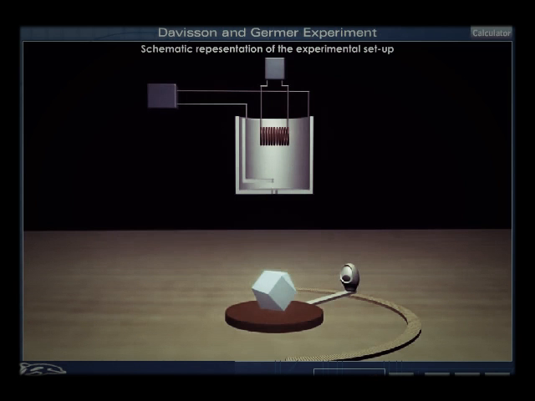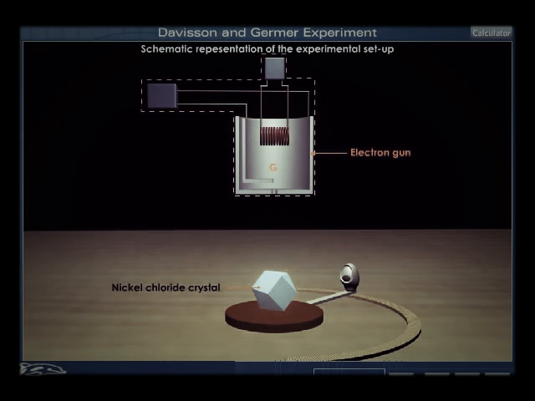Displayed here is a block diagram of the experimental setup used by Davisson and Germer. It consisted of a nickel crystal, the target, an electron gun, G, and a detector. The electron gun produced a beam of electrons.